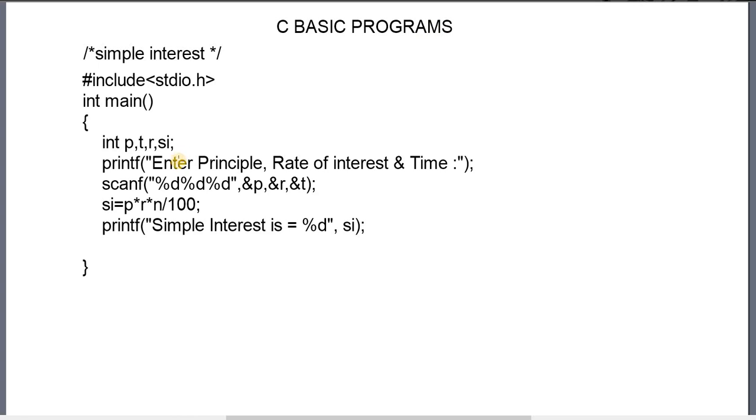Basic program. Let me explain the code of simple interest. The simple interest formula is P*T*R/100. PTR by 100, this is the formula.